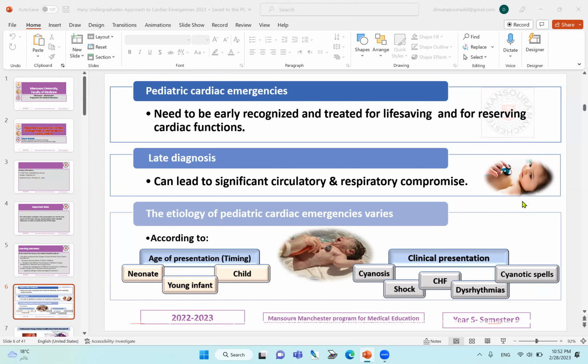The etiology of pediatric cardiac emergencies varies according to the age of presentation, whether it occurs in the neonatal age, young infant, or child age, or according to the different clinical presentation, like if the neonate is coming with cyanosis, shock, congestive heart failure, dysrhythmia, or cyanotic spell.